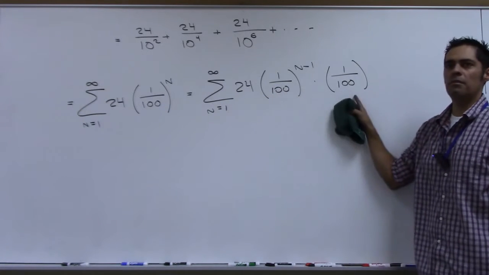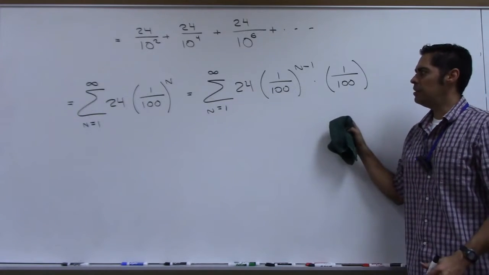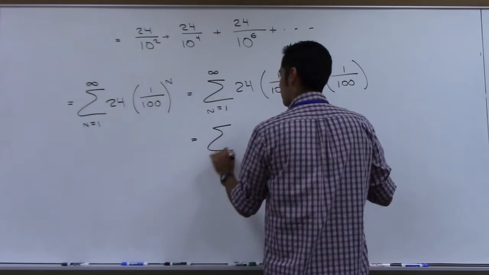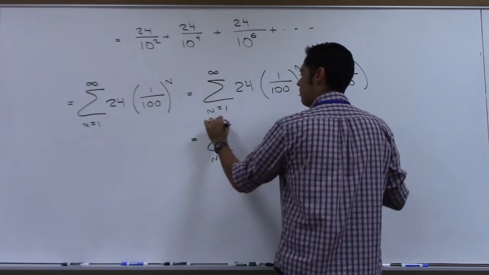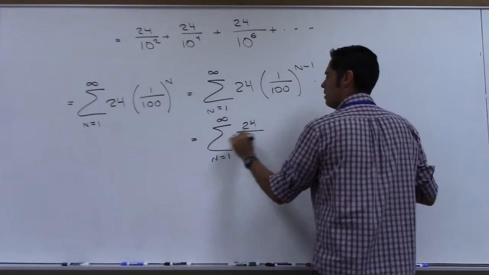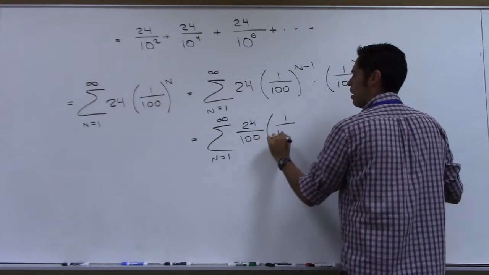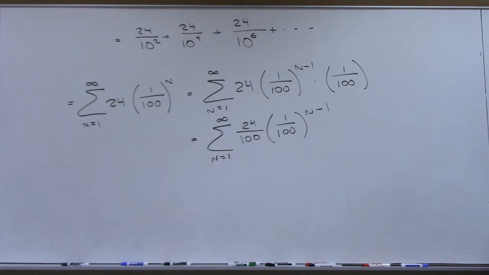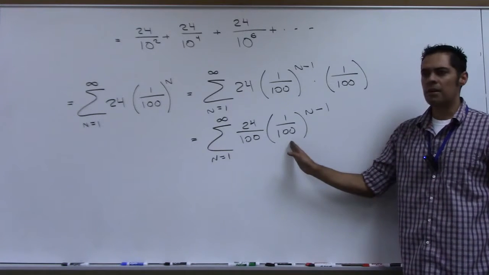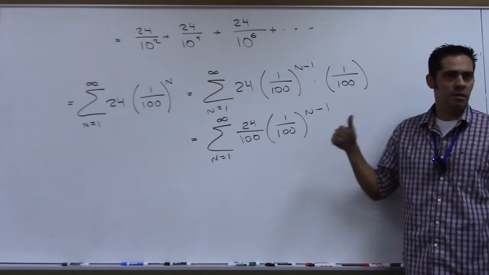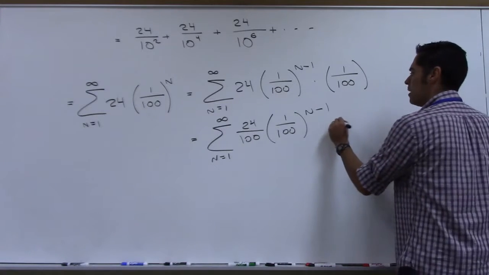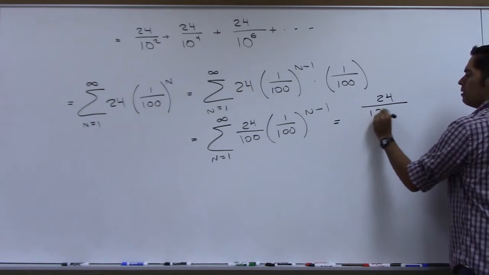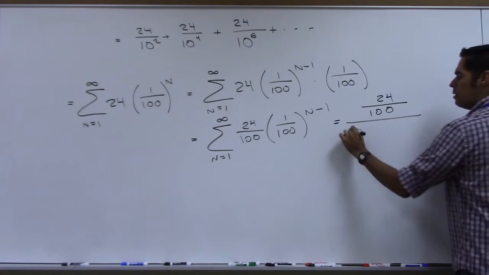24 over 100 is 24 over 100. I won't even reduce it. Sum n equals 1 to infinity, 24 over 100, 1 over 100 to the n minus 1. That is geometric. We're in business, right? You've got a here. You've got r here. Absolute value of r is less than 1. You're ready to go. So this will become, according to the formula, a over 1 minus r.